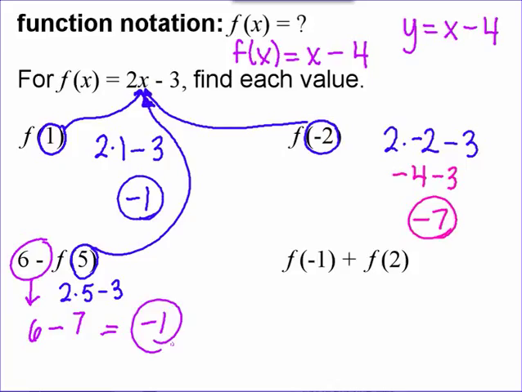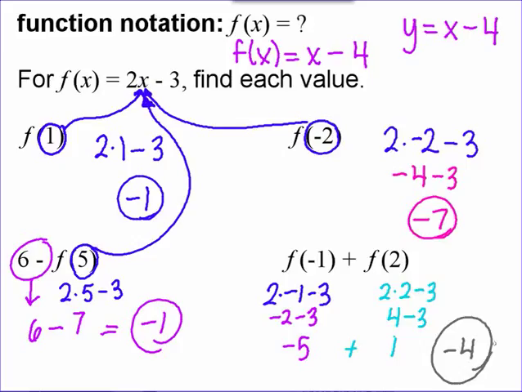And the last one, f of negative 1 plus f of 2. So let's start with f of negative 1. F of negative 1 is 2 times what? Negative 1 minus 3. So what is 2 times negative 1? Negative 2 minus 3 is? Negative 5. That's part of it. Now I've got to do the second part, f of 2. 2 times 2 minus 3 is? 4 minus 3 is 1. So it says we're going to add them together. So what is your final answer? Negative 4. Okay. We're going to look at one more, which is a little bit more in depth.